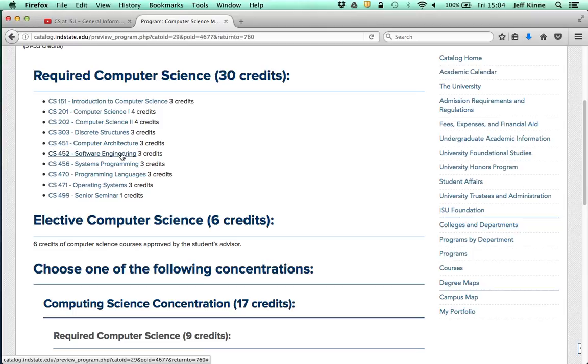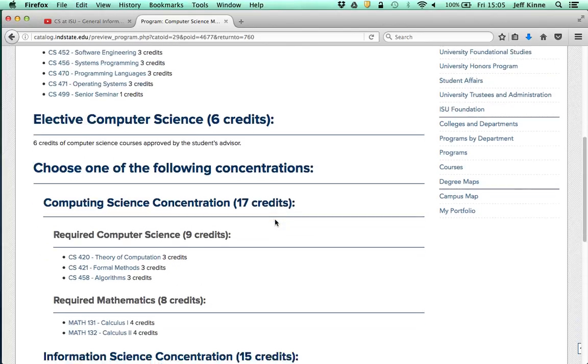Software engineering is about processes for developing software in large or small companies. Systems programming is a programming course that focuses on interfacing with the operating system and some other issues. Programming languages will give you a look at the choices in designing programming languages and how those choices affect programming. In operating systems, you look at how does the operating system actually work and share resources between different processes. And you end up with a senior seminar.